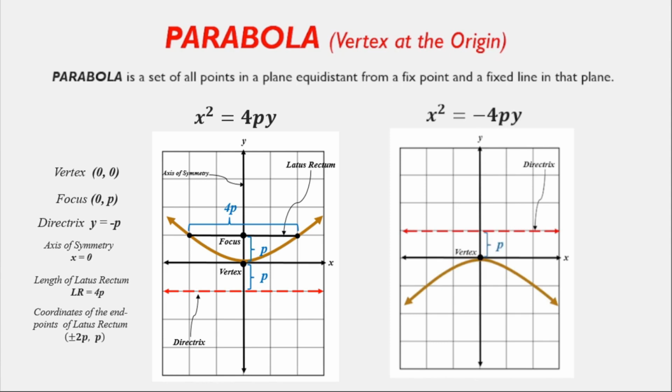Then the distance between the vertex and the directrix, and also the distance from the vertex to the focus downward, is p units, and our latus rectum is 4 times the value of p.